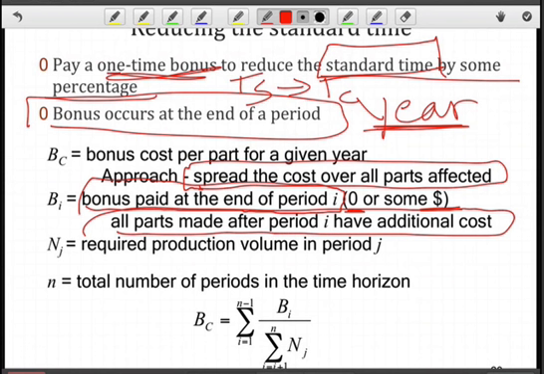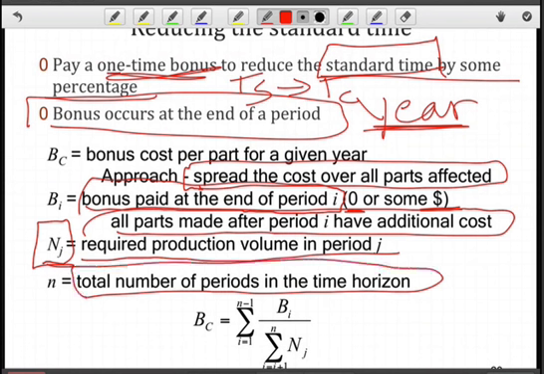All the parts we produce after that period will have this additional cost. Now, of course, we're going to factor in the time value of money, as you know from engineering economy, so we could bring everything into present worth dollars. We already know that we have a certain amount we have to produce for customers, and that's going to be the required production volume in period J. We'll have n total periods that we'll consider, and therefore we have a time horizon. Now we need to be careful here, because whenever you have a time horizon, there's a lot of uncertainty about the future.